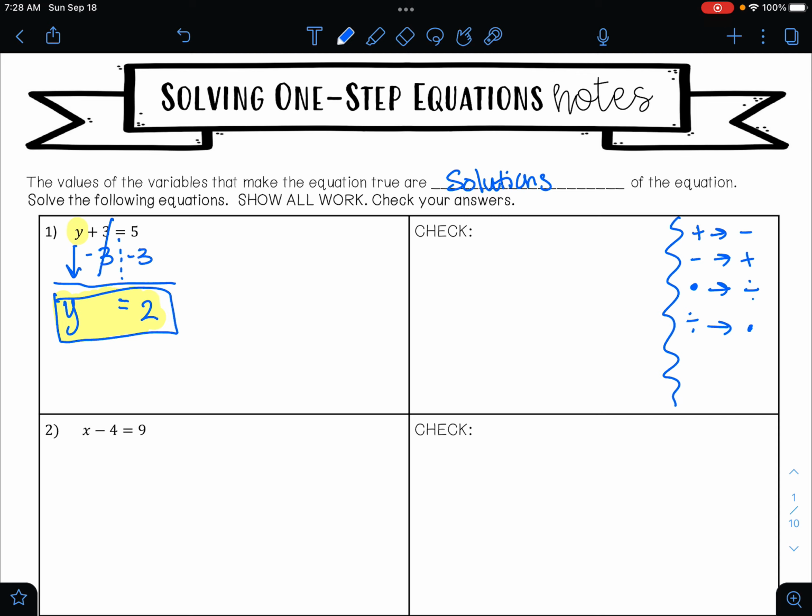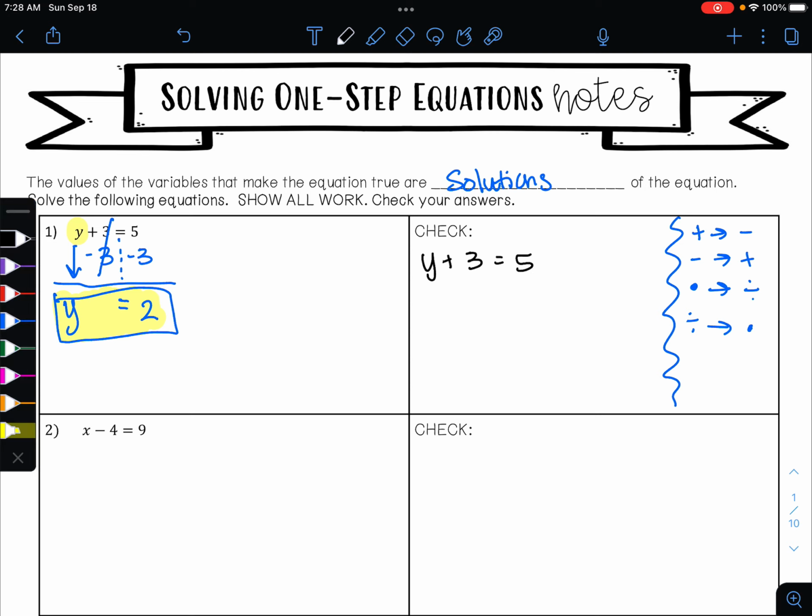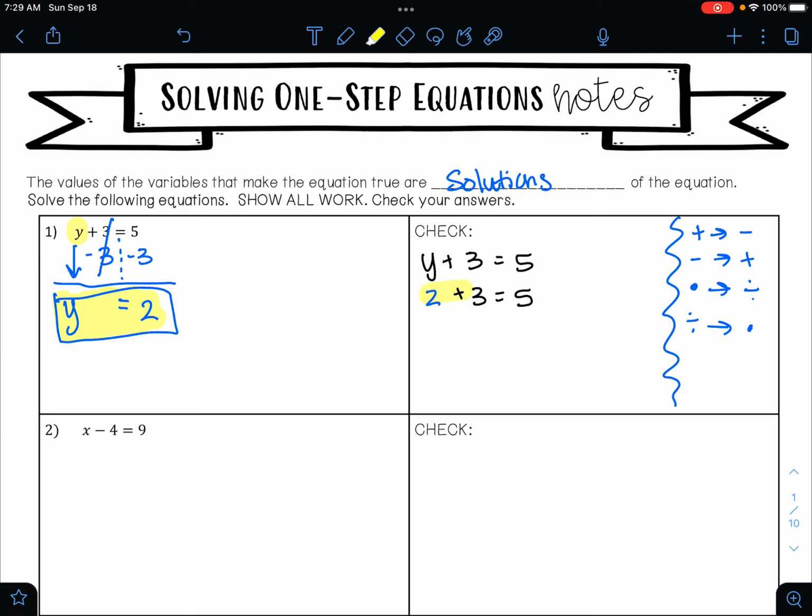What we can do now is go back and check our work. This is a great thing about equations, because you'll know right away if you have the correct answer. You plug into your original equation. Our equation was y plus 3 equals 5, and we found that y was 2. So I'm going to have 2 plus 3 equals 5. Now I want to see if the left side of the equation equals the right side of the equation.